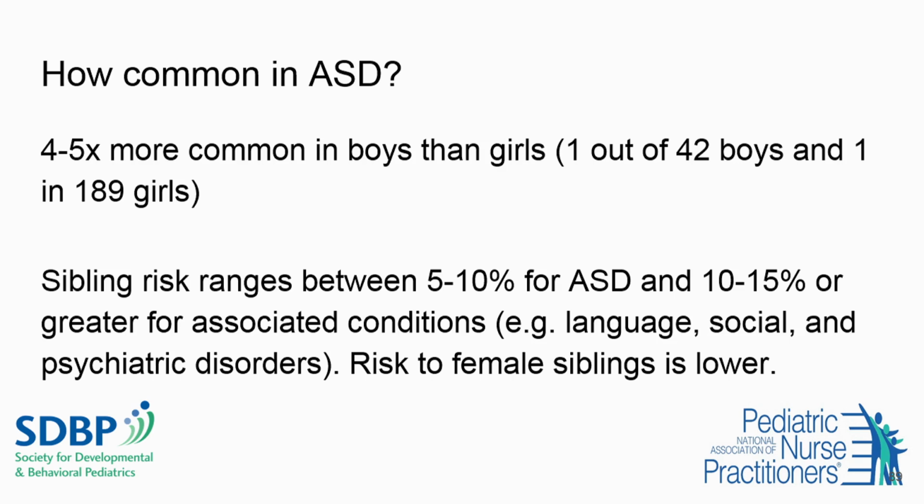For example, Katie had a brother with speech delay. So language delays, other kinds of mental health conditions, ADHD, you'll hear a lot about that this afternoon. These can also be seen in family members at higher rates. And interestingly, there is some protective factor where female siblings of a child with autism have a little bit of a lower recurrence risk rate.